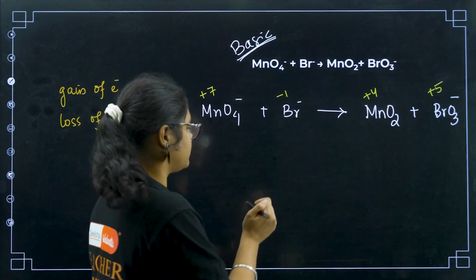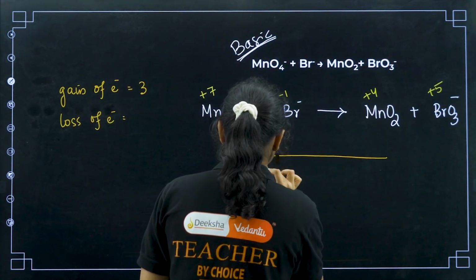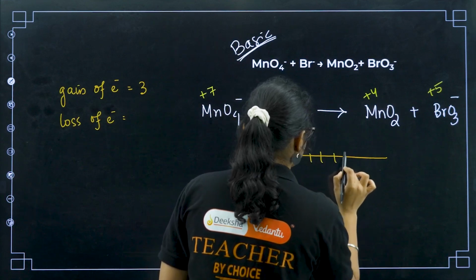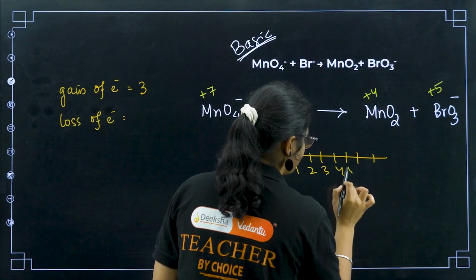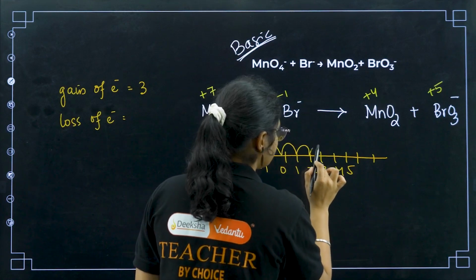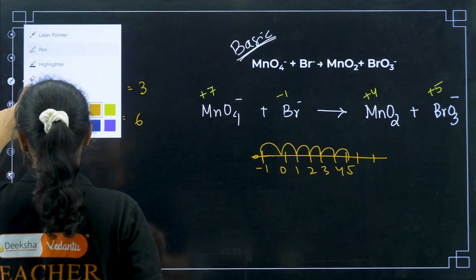So minus 1 to plus 5, how many electrons must be lost? You can just calculate like this on a number line. So this is minus 1, 0, 1, 2, 3, 4, 5, right? So 1, 2, 3, 4, 5, 6. So loss of electron is 6. Right, so it is not balanced.